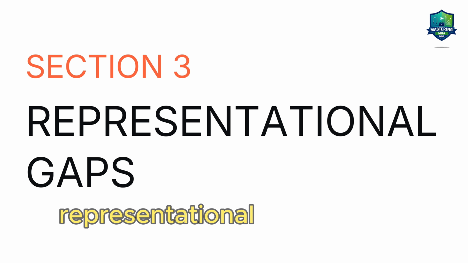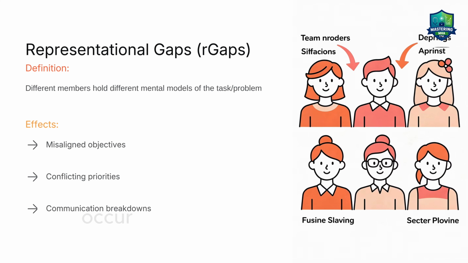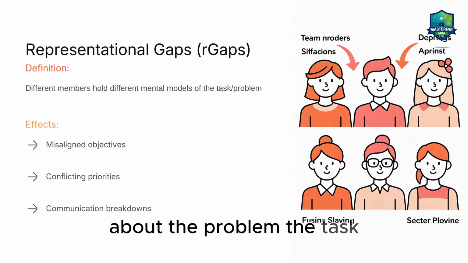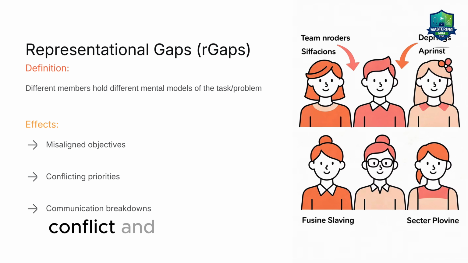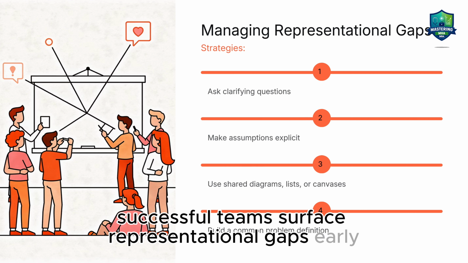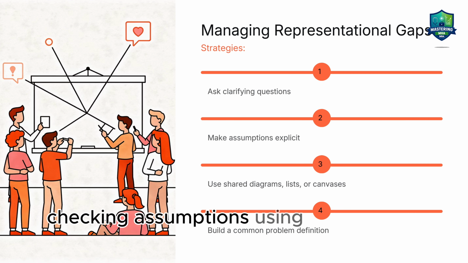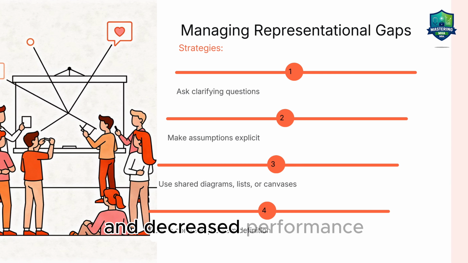Section 3. Representational gaps. What are representational gaps? Representational gaps occur when team members have different mental models about the problem, the task, or the solution. These gaps cause misaligned goals, conflict, and communication breakdowns. Recognizing and resolving gaps. Successful teams surface representational gaps early by asking clarifying questions, checking assumptions, using visualization tools, and creating shared planning documents. Unresolved gaps lead to frustration and decreased performance.